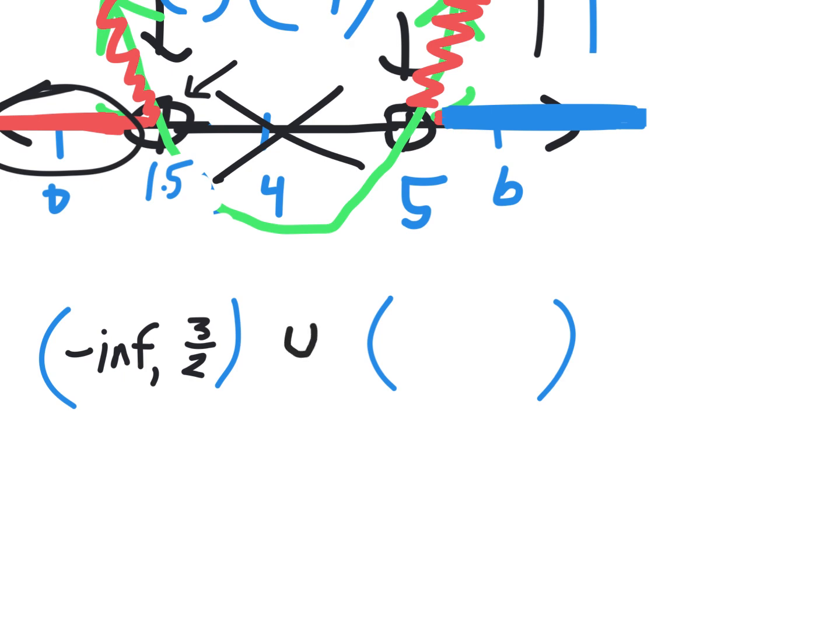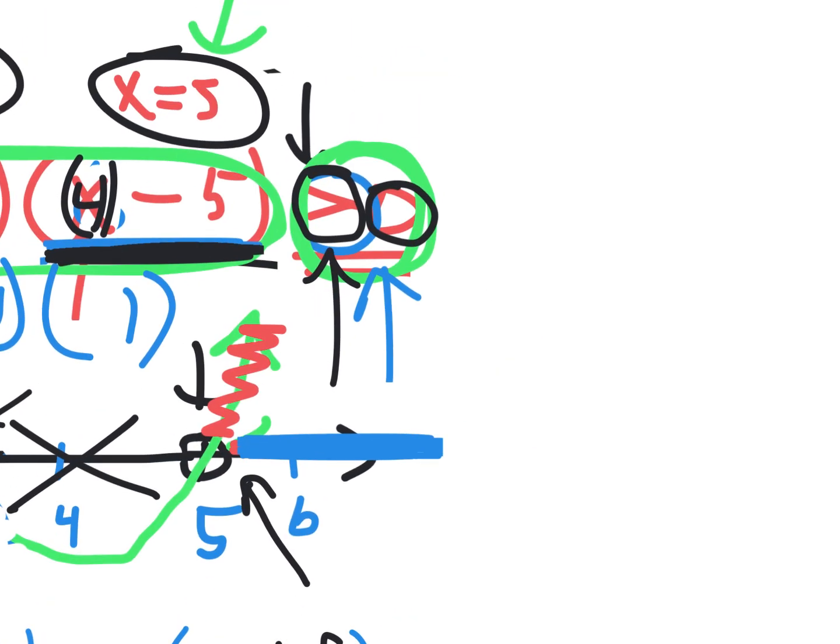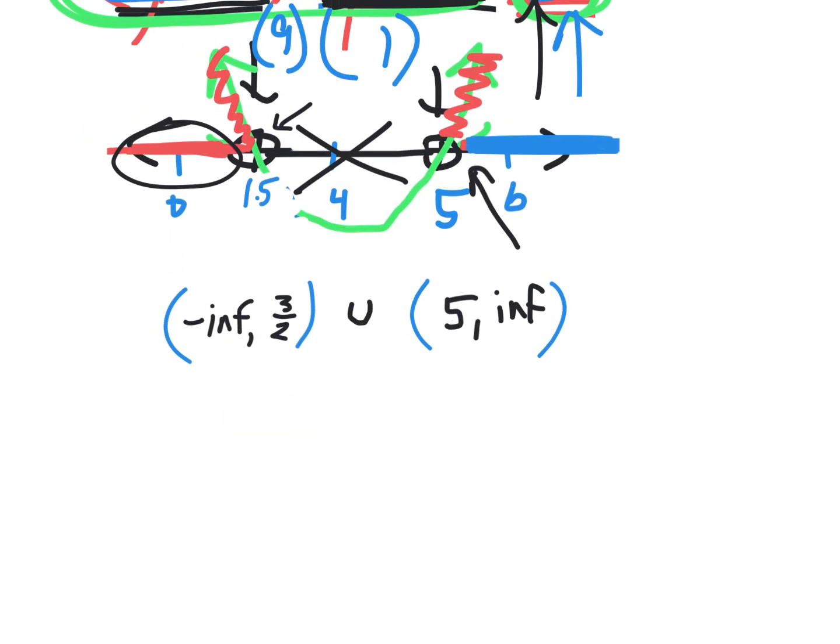Union, how many remembered the U in between? Nice. It's at least half of you. 5 to infinity. Why doesn't the 5 have a bracket? Because it's an empty circle. Why is it an empty circle? Because there's no equal sign here. There you go. That's a review of pretty much everything.